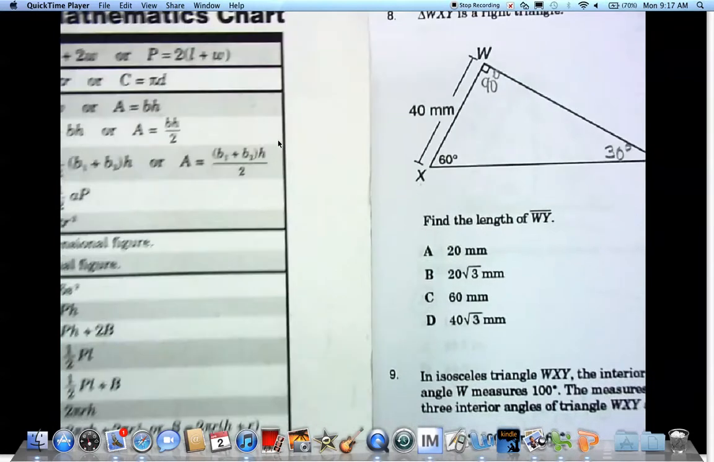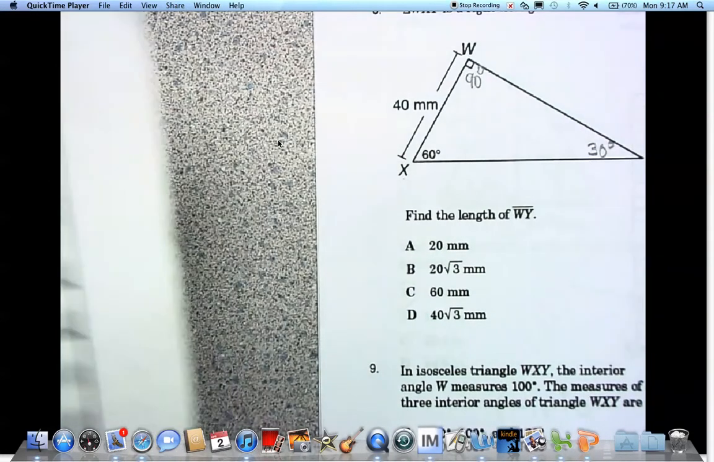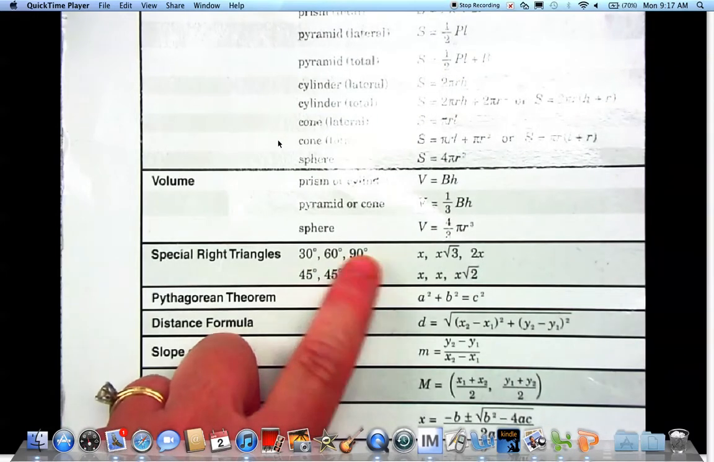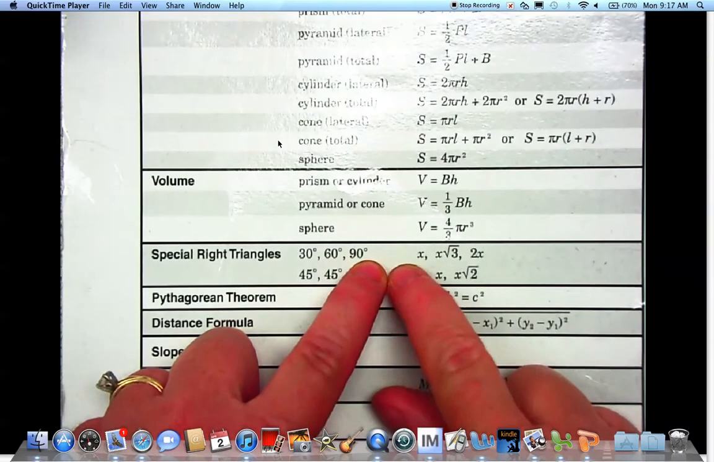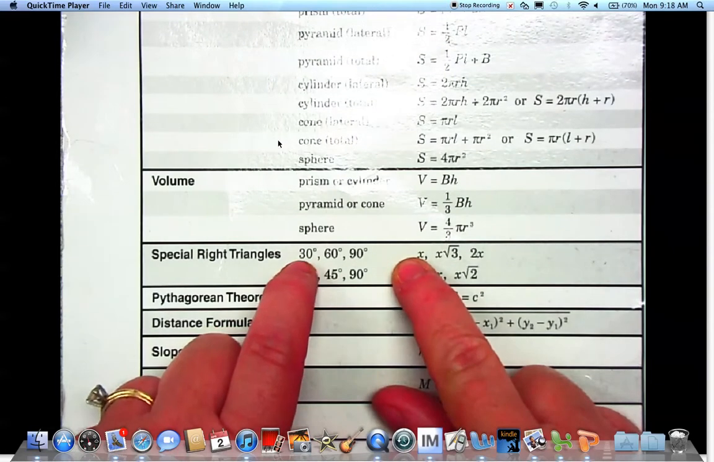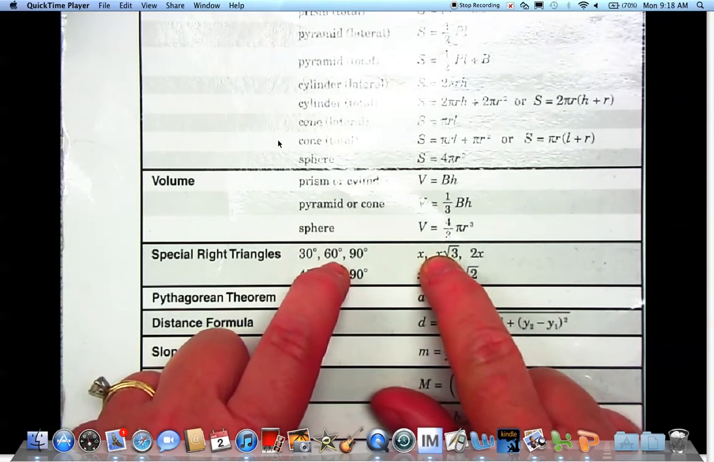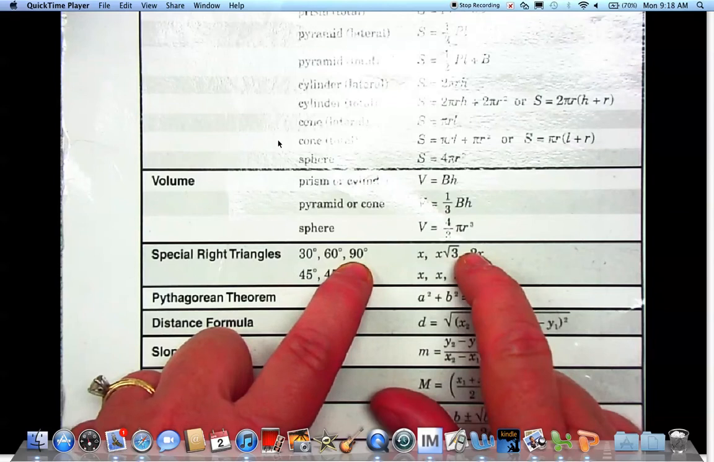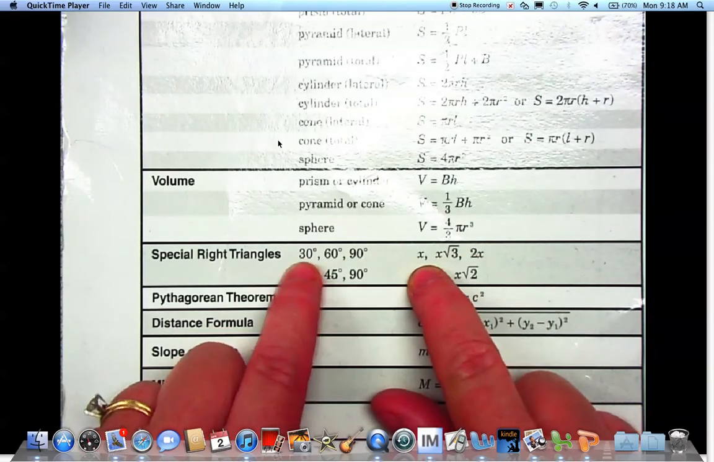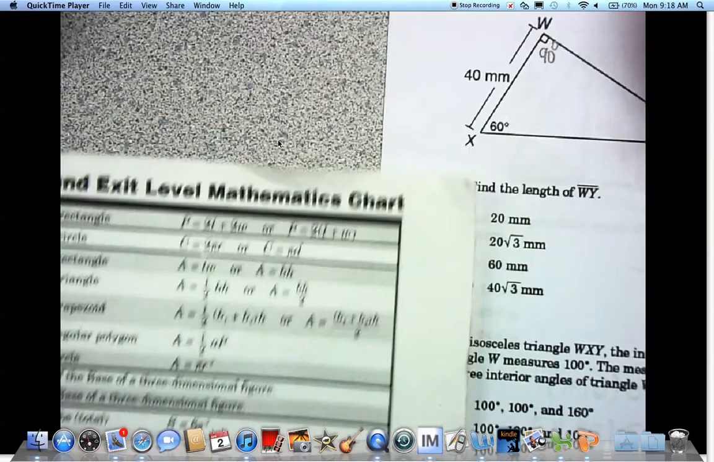Isn't the hypotenuse 2x? Okay, yeah, let's just look here. It has 30, 60, 90. These go in order. So the x goes with the smallest angle. The x square root of 3 goes with the 60. The 2x goes with the 90. Now that means that the x is across from the 30. Right. Okay, and here's the 30.